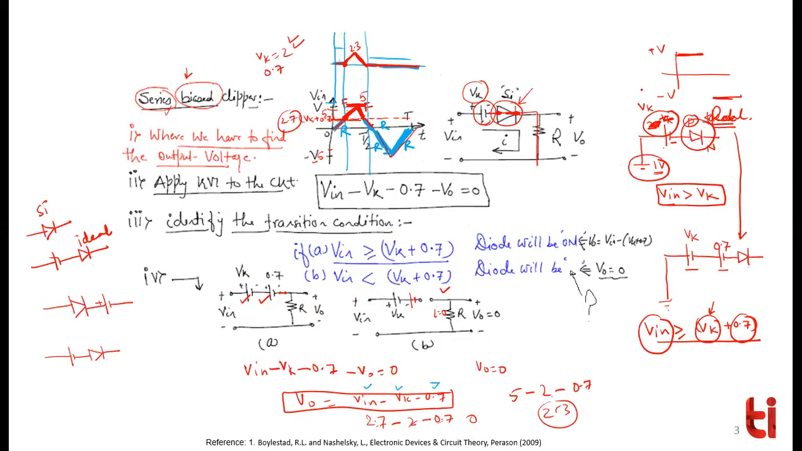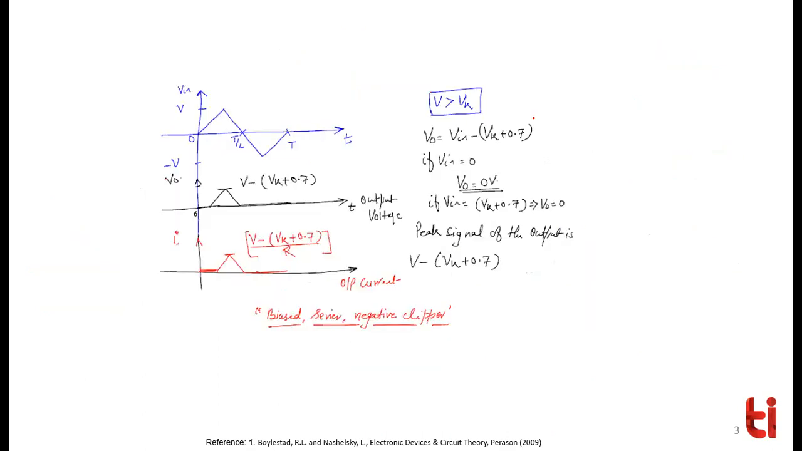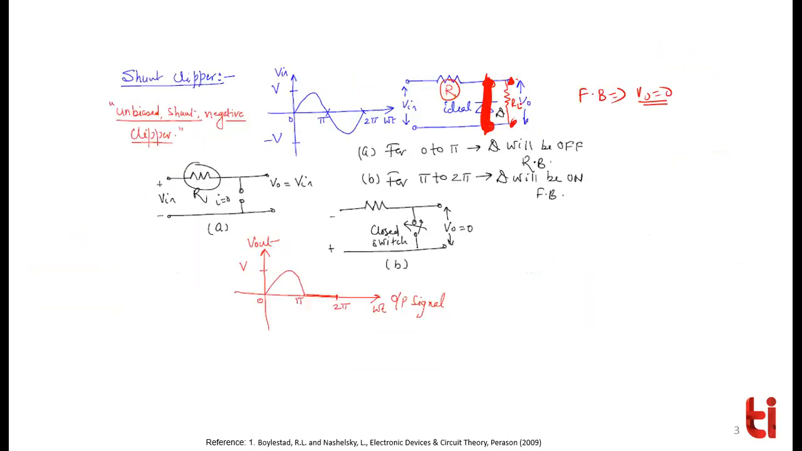Remember, in the case of a series clipper, when the diode was forward biased, there was an output. And when the diode was an open switch, the output was 0. However, in the case of a shunt clipper, if the diode is short, the output becomes 0. But it is not always the case.